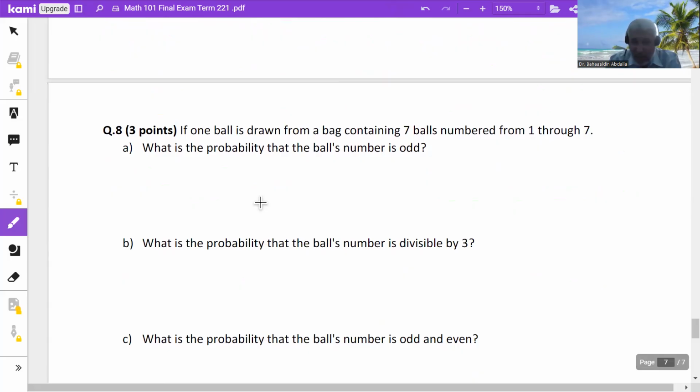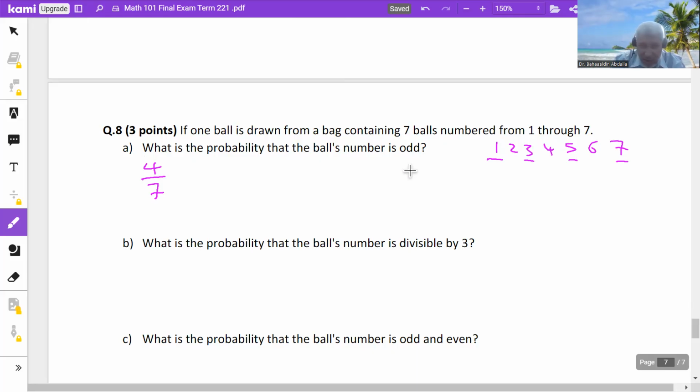If one ball is drawn from a bag containing 7 balls numbered from 1 through 7, so I have balls 1, 2, 3 up to 7. What is the probability that the ball's number is odd? So from 1 to 7, these are my balls. Which numbers are odd? 1, 3, 5, 7 are odd. So 4 are odd out of 7. I have in total 7 numbers. So I have 7 balls.